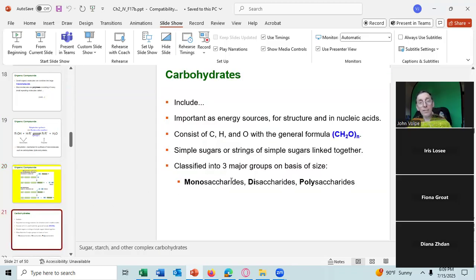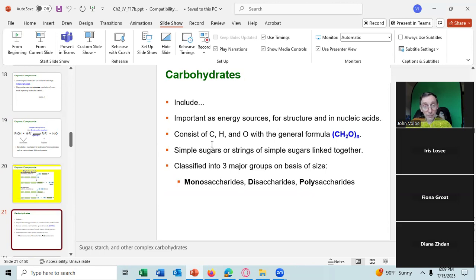All right, let's talk about the four biological molecules. We're going to start with the carbohydrates. Carbohydrates include sugars, and we're talking about simple sugars, starch, and other complex carbohydrates. Carbohydrates are an important energy source, so when you need energy, we frequently eat a carbohydrate, but we need carbohydrates for the structure of our body as well as our cells. And you need carbohydrates in nucleic acids as well.